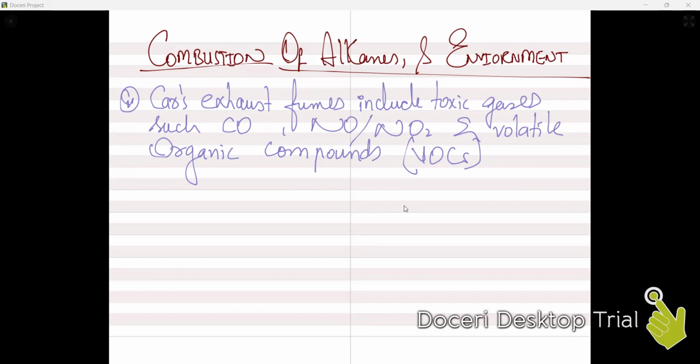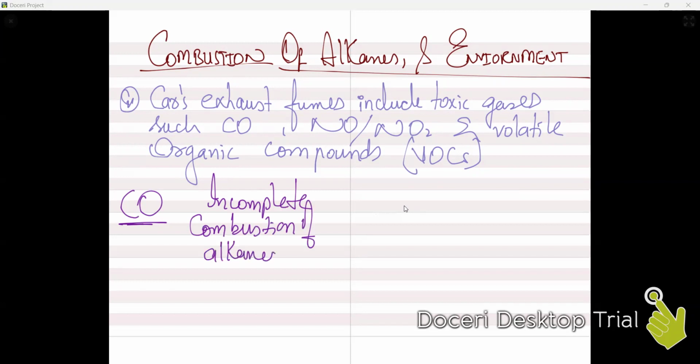When I talk about carbon monoxide, how is this carbon monoxide produced? It is produced by incomplete combustion of alkanes in car engines, and it is very toxic.